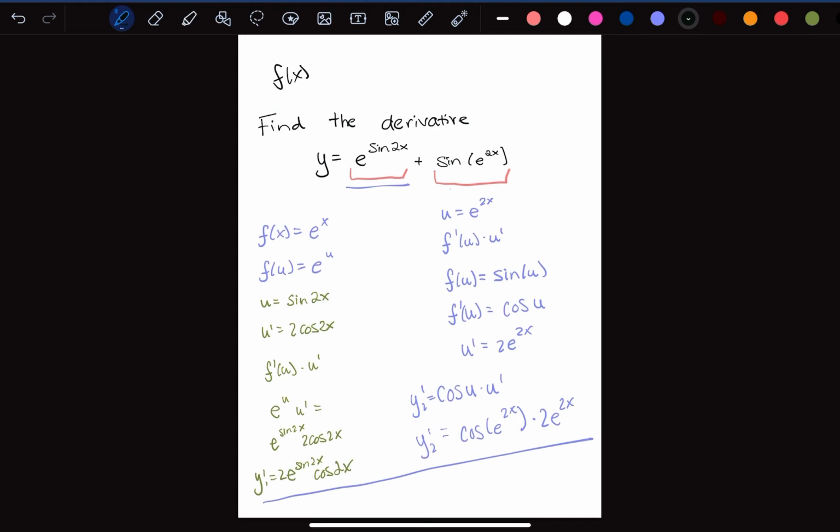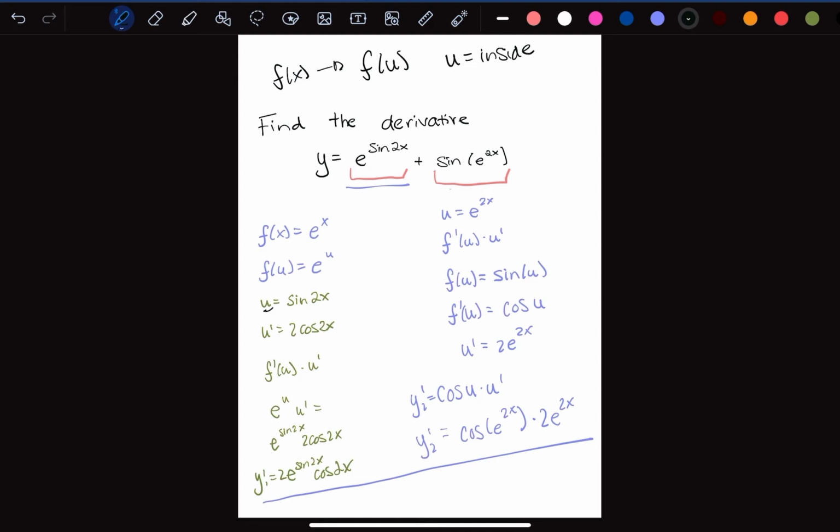So basically what we're doing with these problems is that we're identifying a function as f of x. But then instead of just keeping this as f of x, we're going to take a substitution. And so instead of calling it f of x, I'm going to change our f of x to f of u. And then I'm going to call my u my inside function.